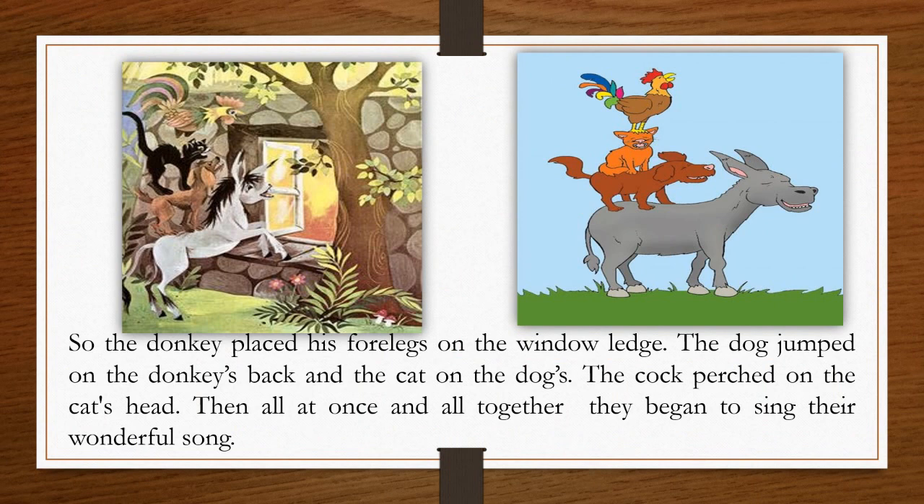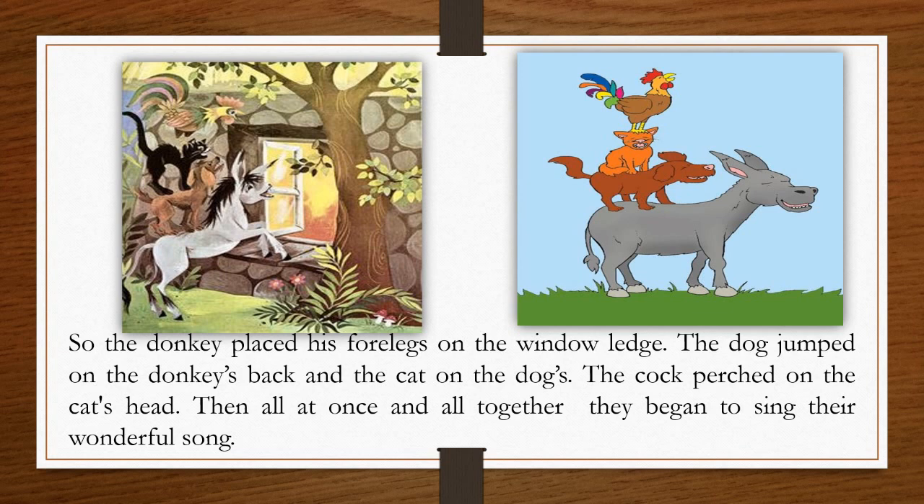So the donkey placed his four legs on the window ledge. The dog jumped on the donkey's back and the cat on the dog's. The cock perched on the cat's head. Then, all at once and all together, they began to sing their wonderful song.